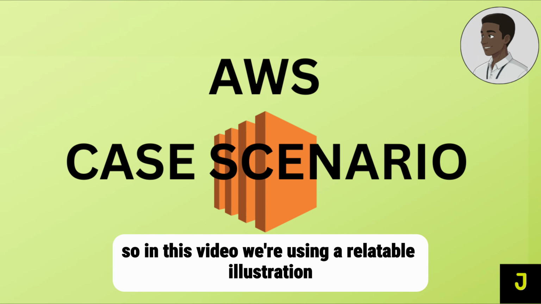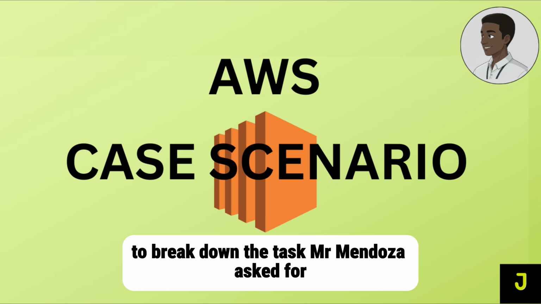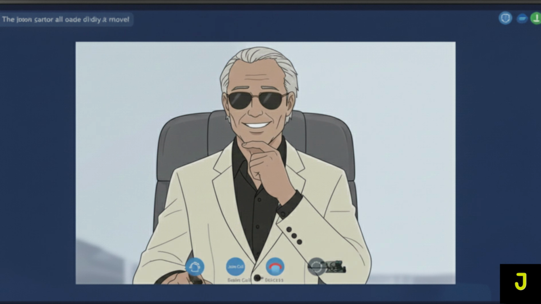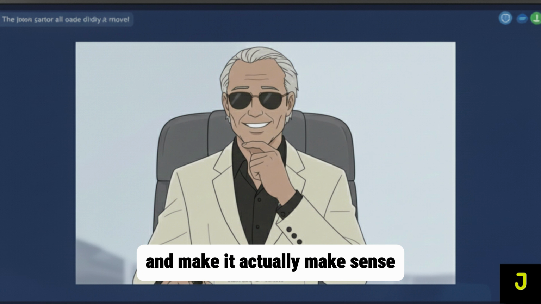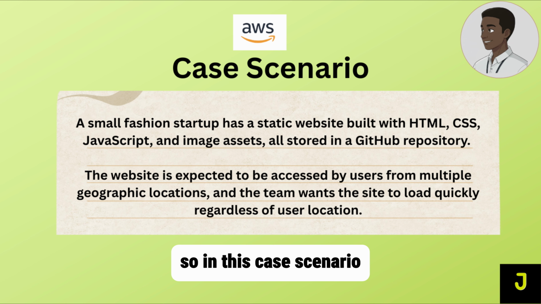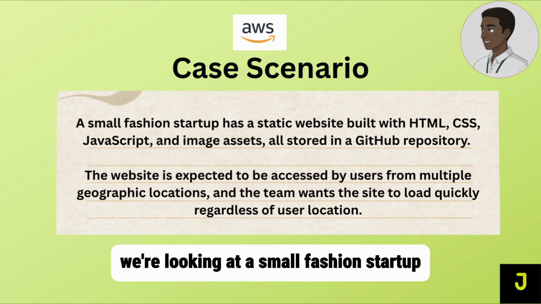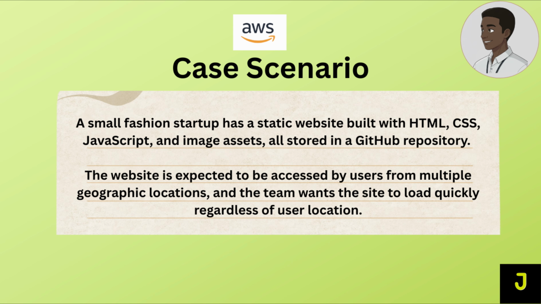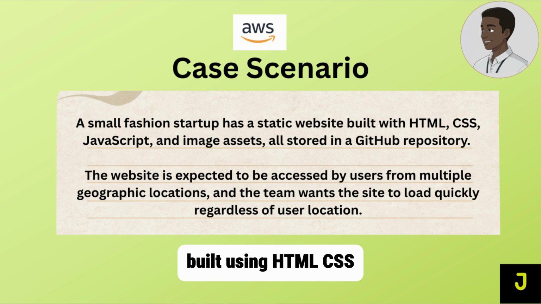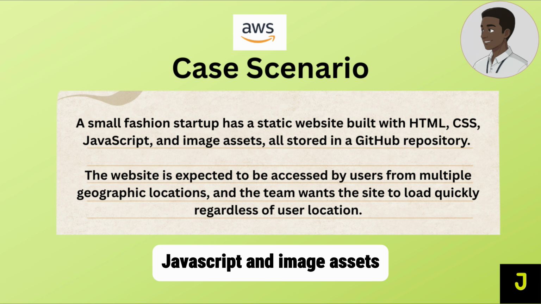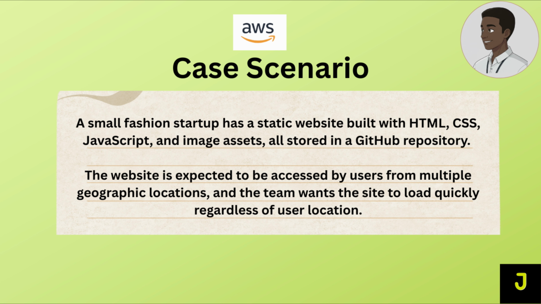So in this video, we're using a relatable illustration to break down the task Mr. Mendoza asked for and make it actually make sense. So in this case scenario, we're looking at a small fashion startup with a static website built using HTML, CSS, JavaScript, and image assets, all stored in a GitHub repository.